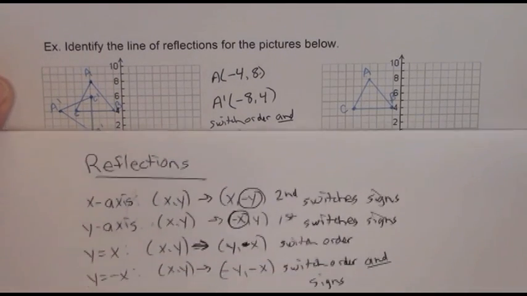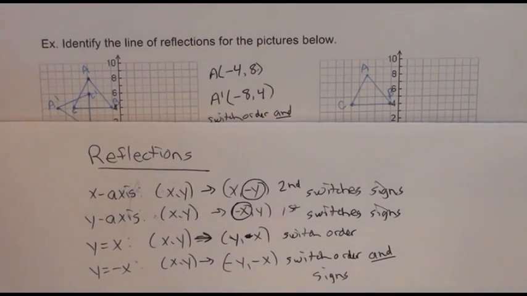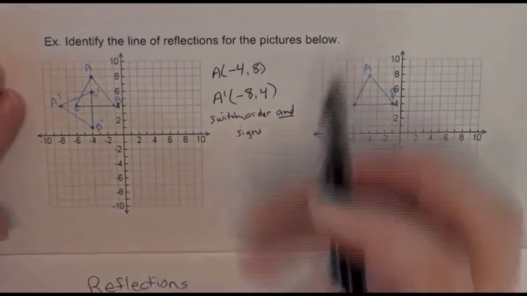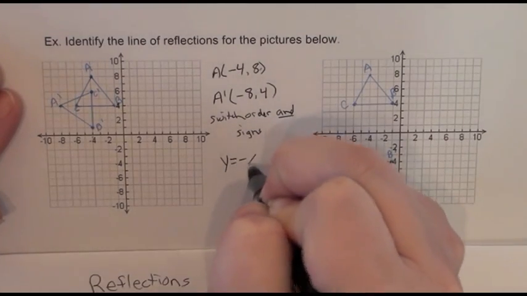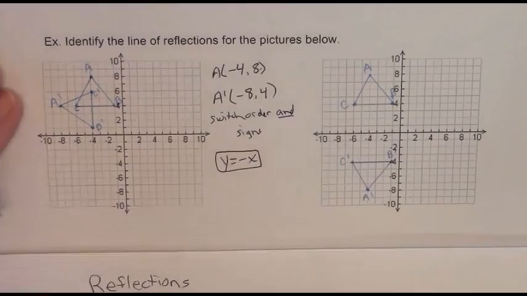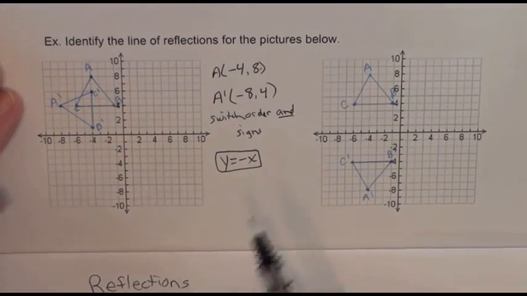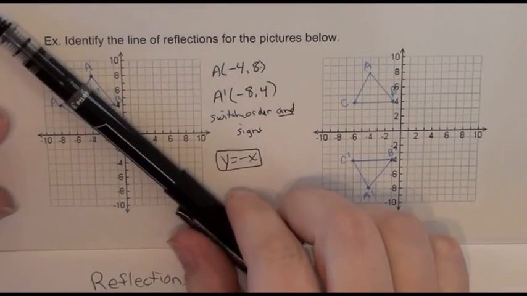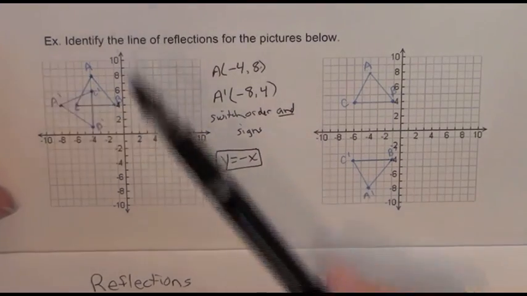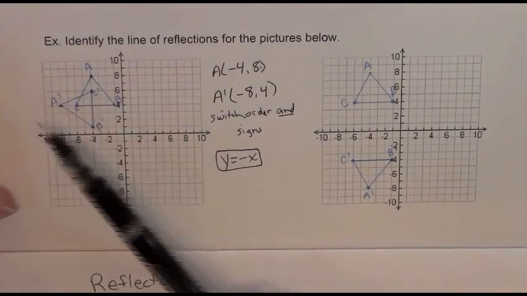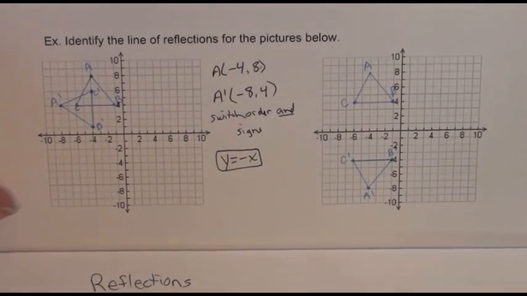And we go back to our nice little list of the rules of the reflections. Which line allowed us to switch the order and the signs? That's the line y equals -x. So that's the answer. That line is approximately a kind of diagonal going down this way, flipping triangle ABC to triangle A prime, B prime, C prime.